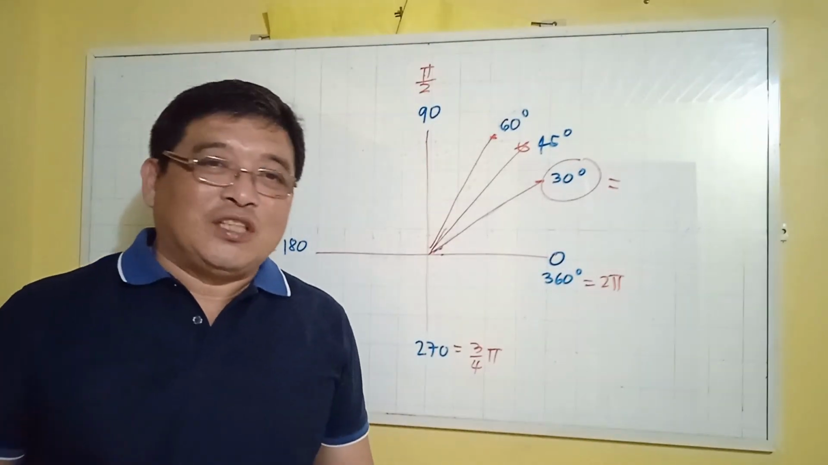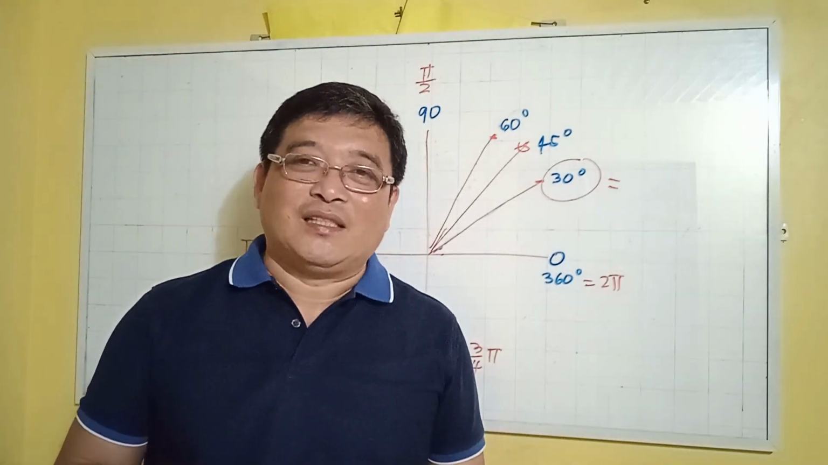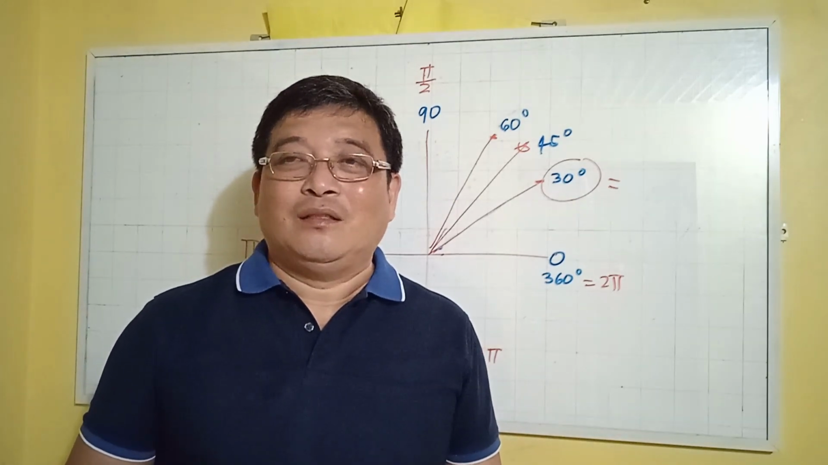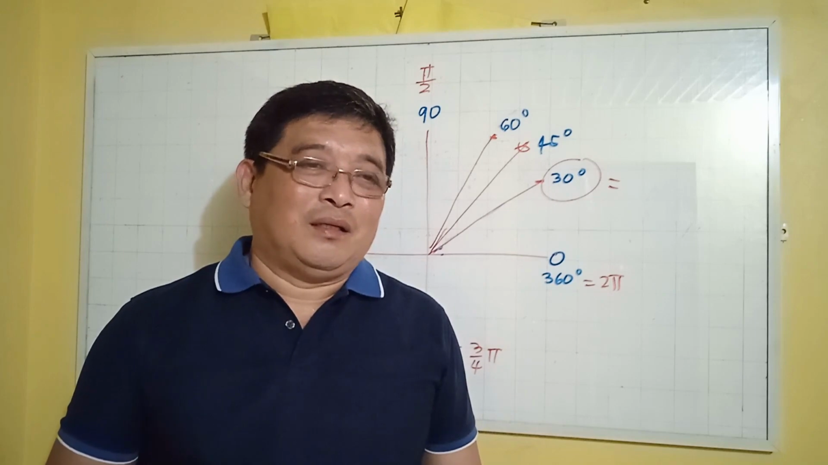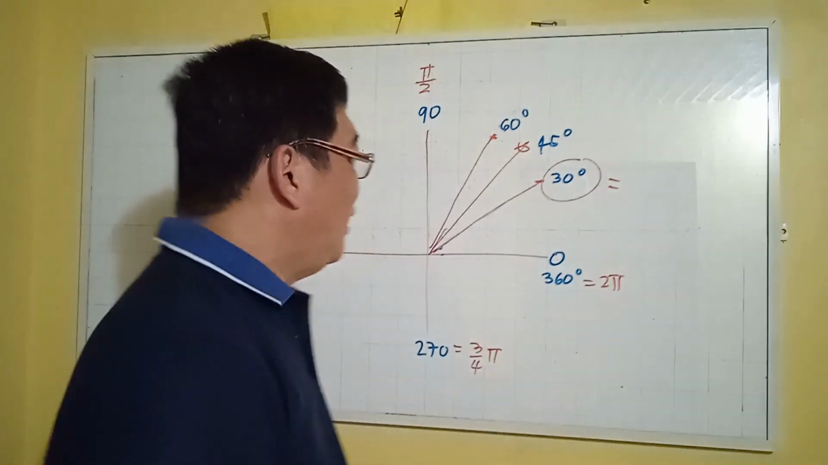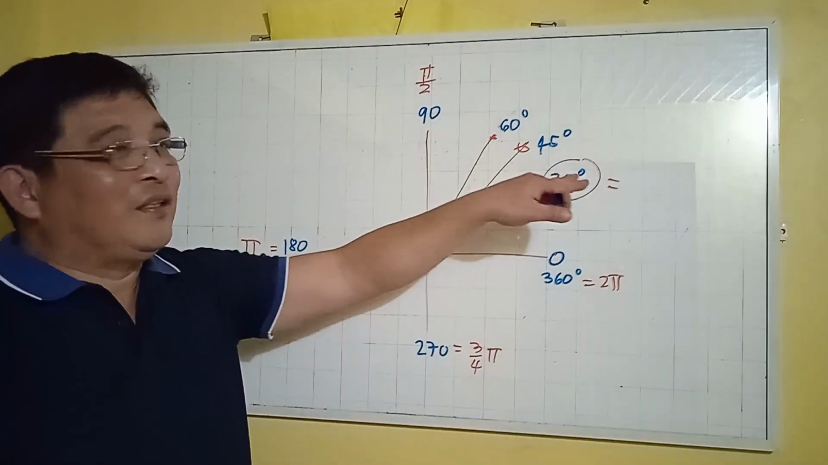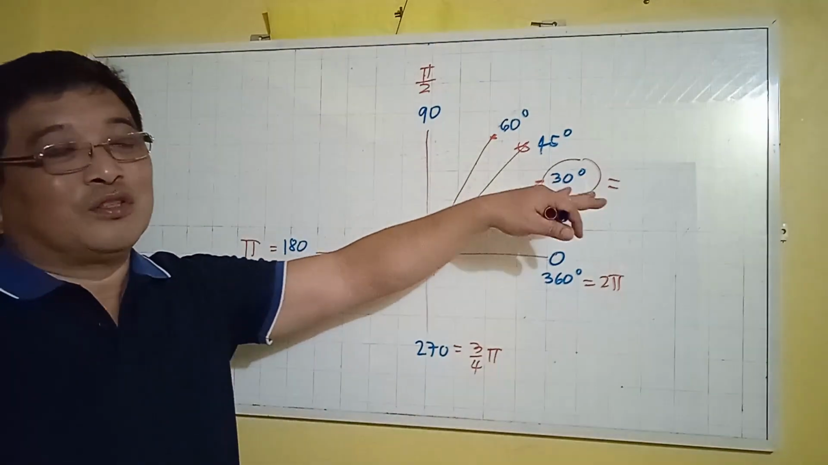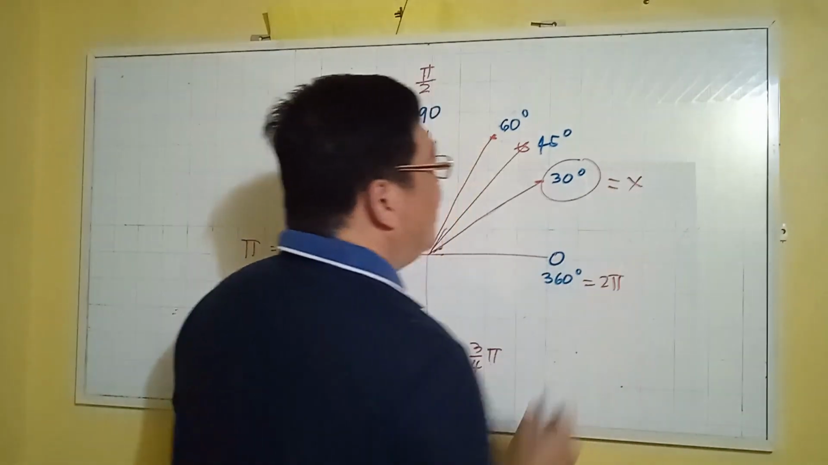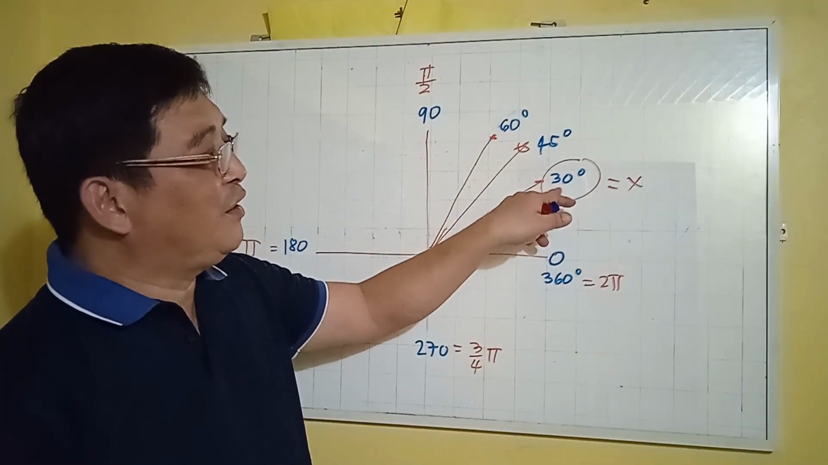So, meron siyang formula, but I am not encouraging you to use the formula kasi every time na hanapin niyo yung equivalent niyan, ang mangyayari diyan is that magka-cram kayo para hanapin yung formula na yan. Ang pinakamadaling paraan yan para makuha mo yung equivalent radian nito is that you are going to use the ratio and proportion. For example, you are asked to find the radian with 30 degrees.